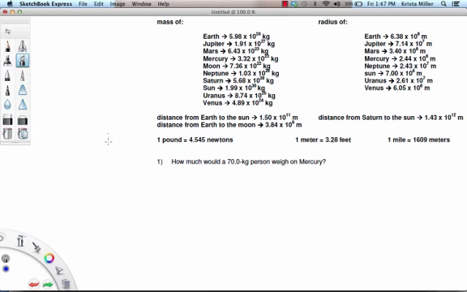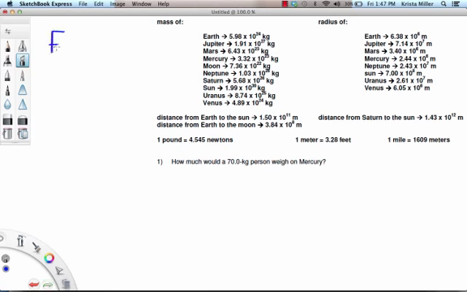Okay, so this is the first problem on the Universal Law of Gravitation homework that I gave you, and basically what we're going to do is figure out, for question number 1, how much would a 70 kilogram person weigh on Mercury? Now, here's what I want you to think about.